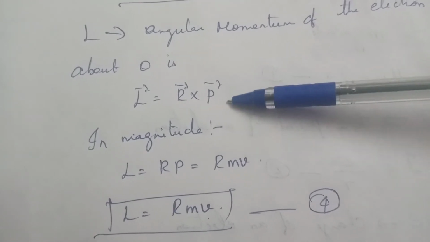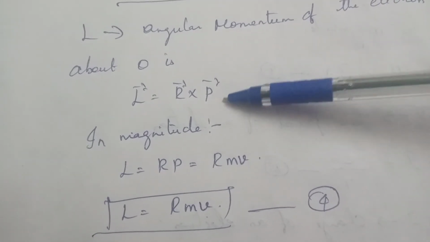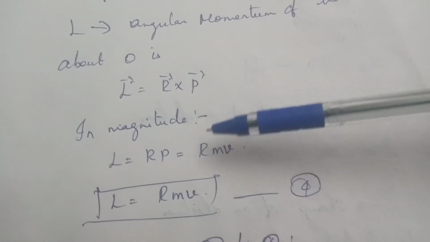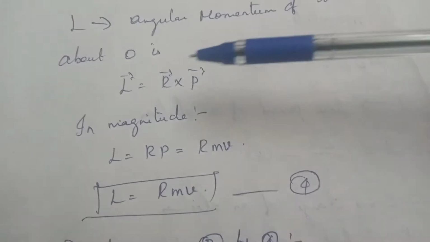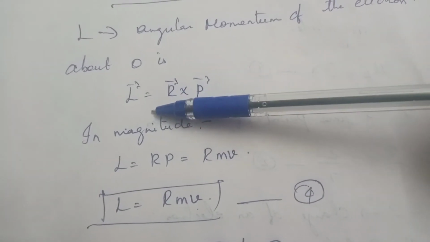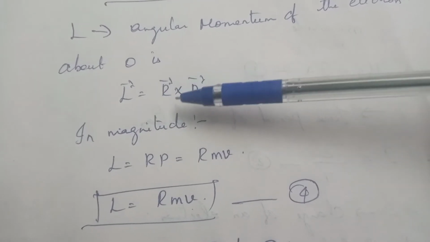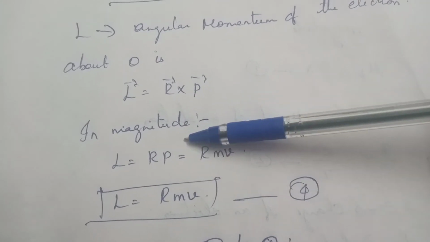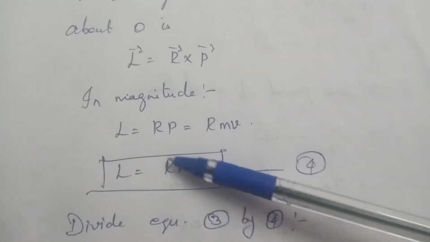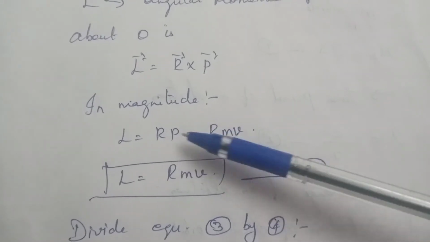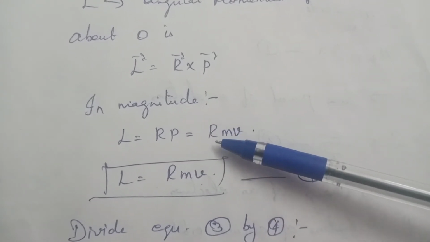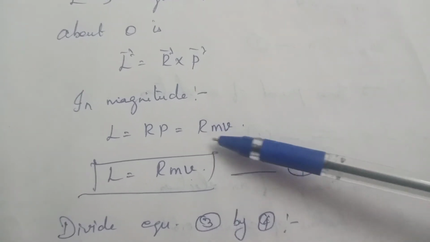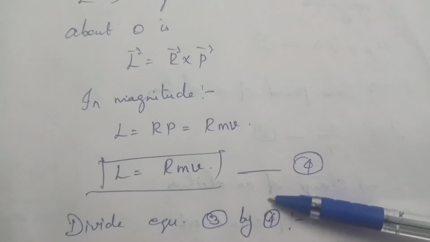We already studied this in 10th standard also. Momentum P is equal to mv. That you also studied in your 10th standard and also in 11th standard. So L means angular momentum, that is r into P, radius into linear momentum. In terms of magnitude, remove the vector form. L is equal to rP, and substituting the momentum value, mass into velocity, L is equal to rmv. That is your fourth equation.